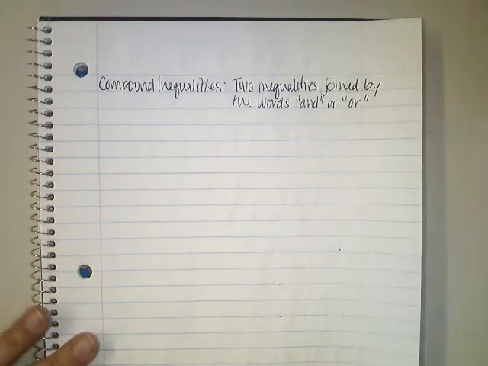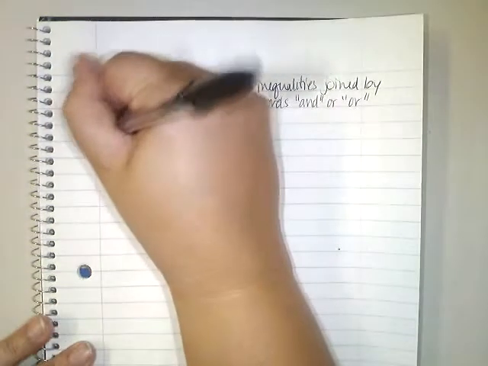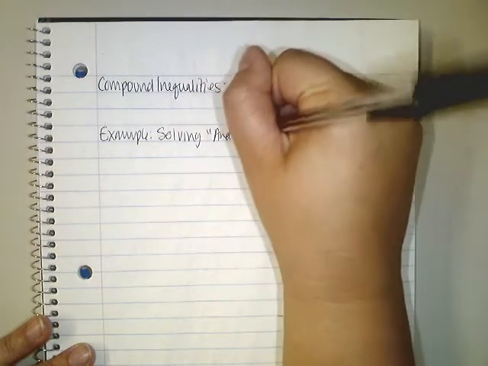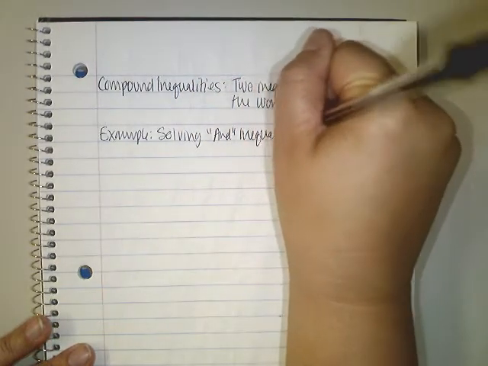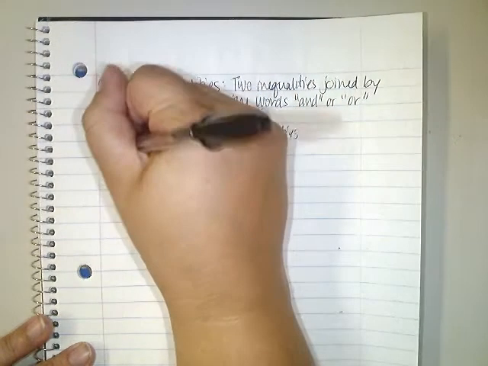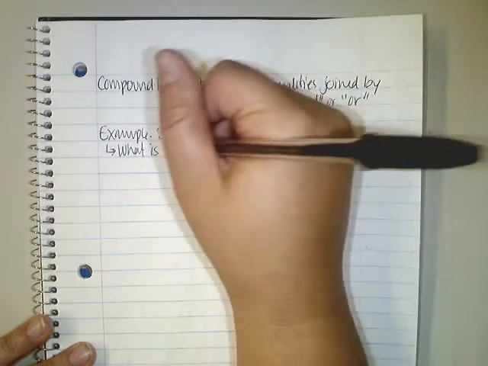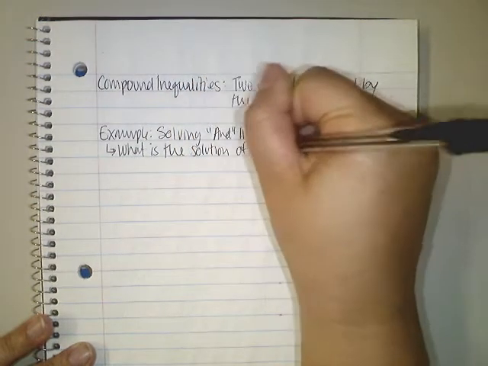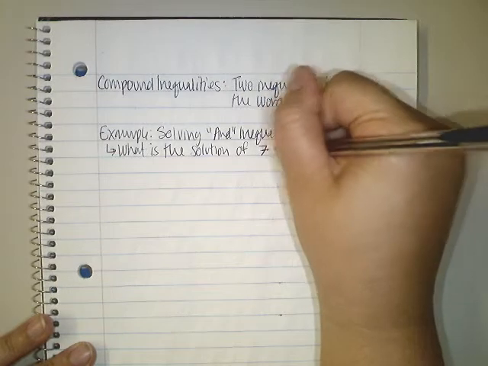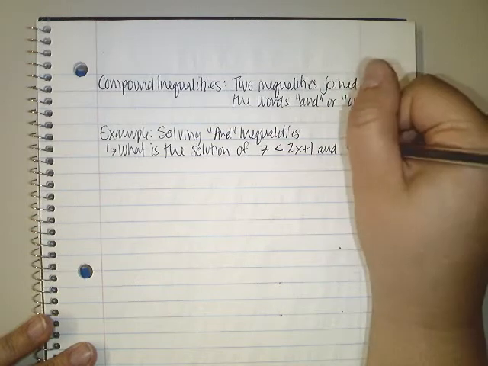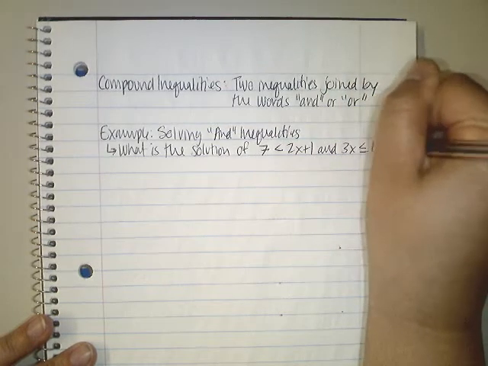So we're going to do an example of each of those, or solving with each of those. So our first example will be solving and inequalities. And for this, I want us to figure out what is the solution of 7 is less than 2x plus 1 and 3x is less than or equal to 18.